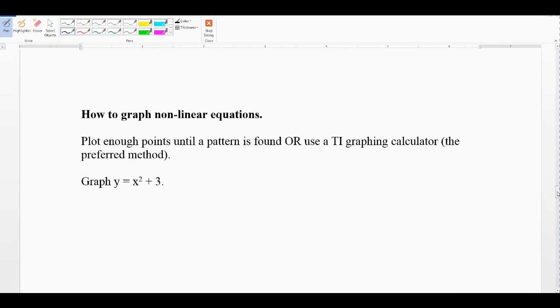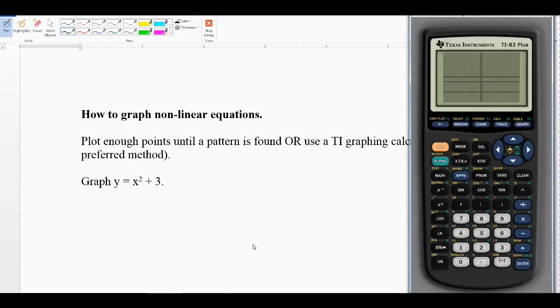Now, one last question I want to ask is how to graph a nonlinear equation. You can plot points, but you're going to have to use more than one point because nonlinear means it's not a line. So you actually have to use quite a few points: 0, 1, 2, and then some negatives, negative 1, negative 2. But what you're going to find out is the calculator makes life a lot easier.